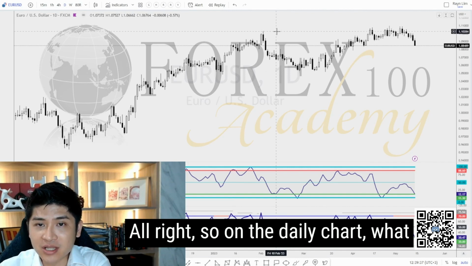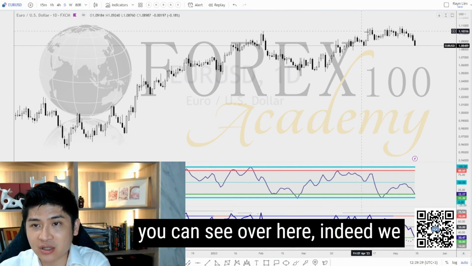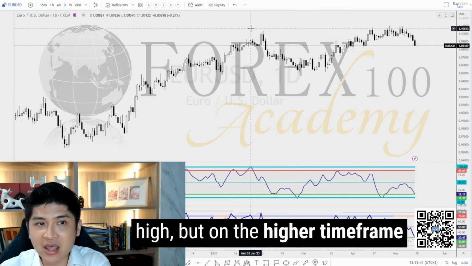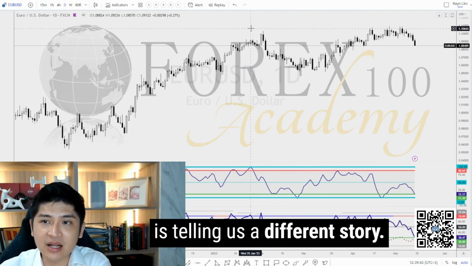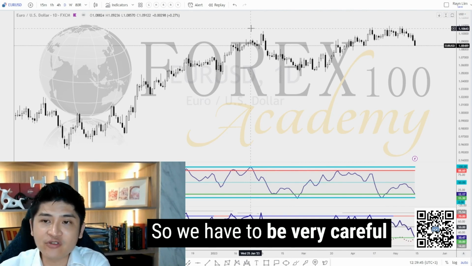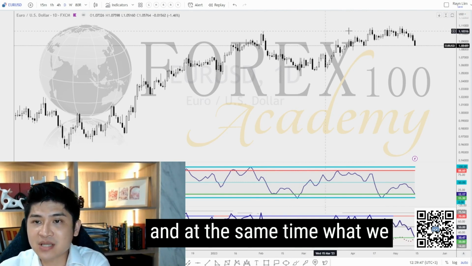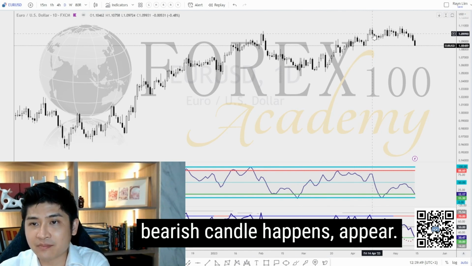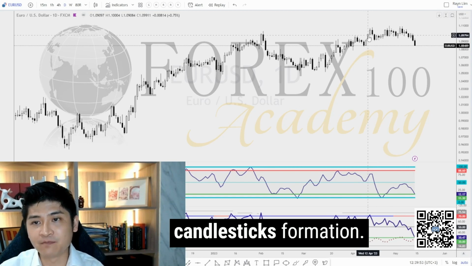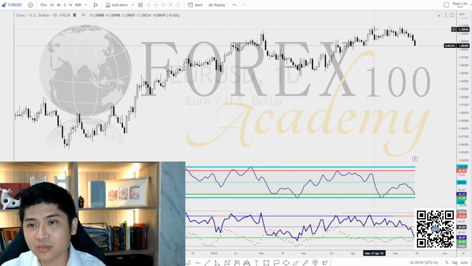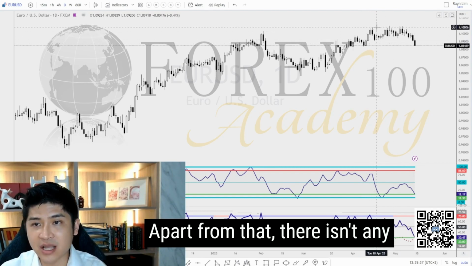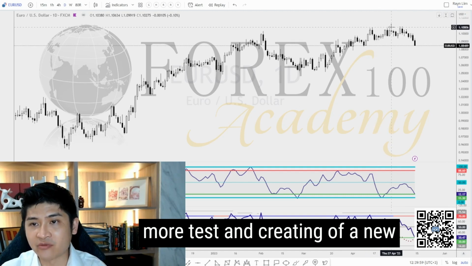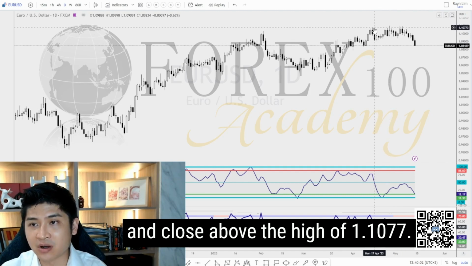All right, so on the daily chart, what you can see over here, indeed we have a break and close above the high, but the higher time frame is telling us a different story, so we have to be very careful. At the same time, what we can see over here is an immediate bearish candle appearing. We call this the railway candlesticks formation. Apart from that, there isn't any more test and creating of a new close above the high of 1.1077.